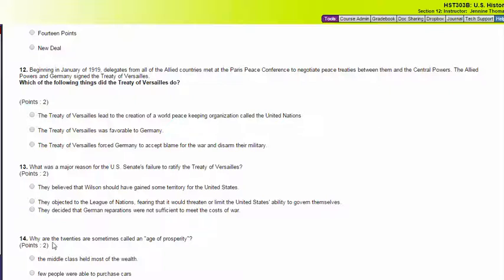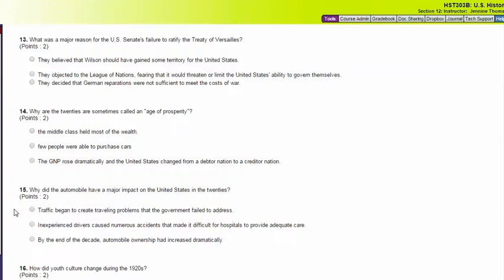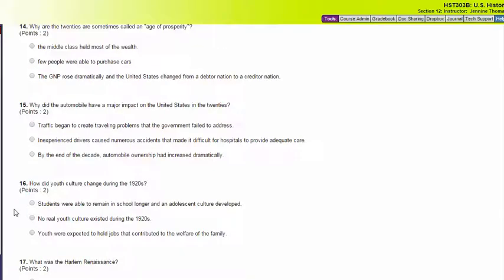Number 14. Why are the 20s sometimes called an age of prosperity? The middle class held most of the wealth. Few people were able to purchase cars. The GNP rose dramatically, and the United States changed from a debtor nation to a creditor nation.